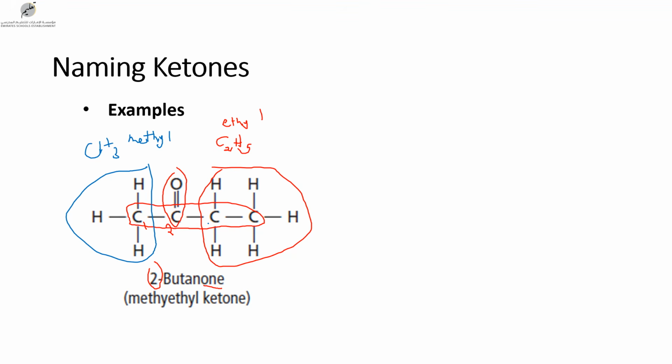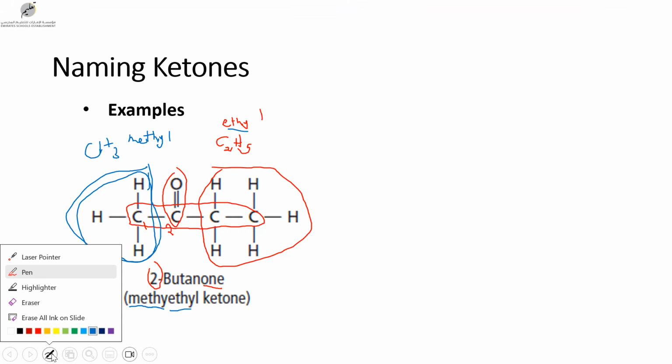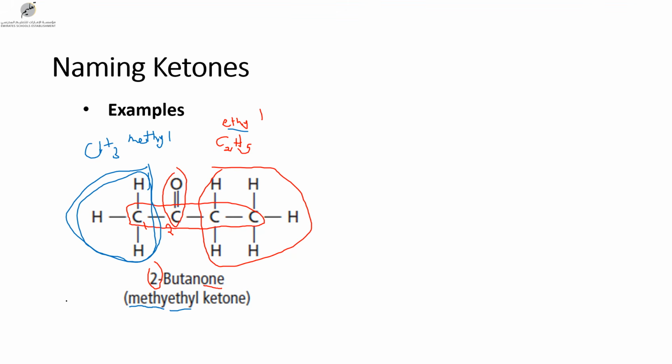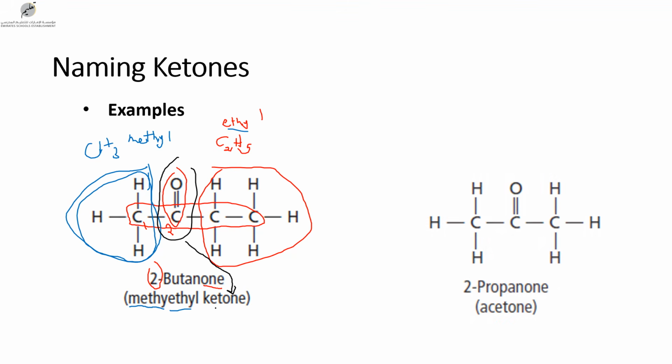Now, which one is carbon number 1? It's the methyl carbon, right? So we will name it first here, methyl. Okay, and then ethyl, right? And this part here, we are going to say ketone. So methyl, ethyl, ketone. This is another way to give names to ketones, okay?